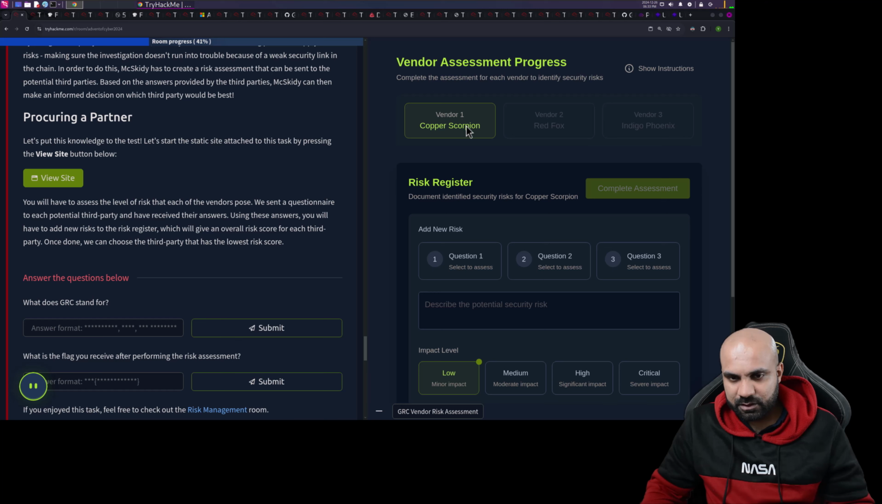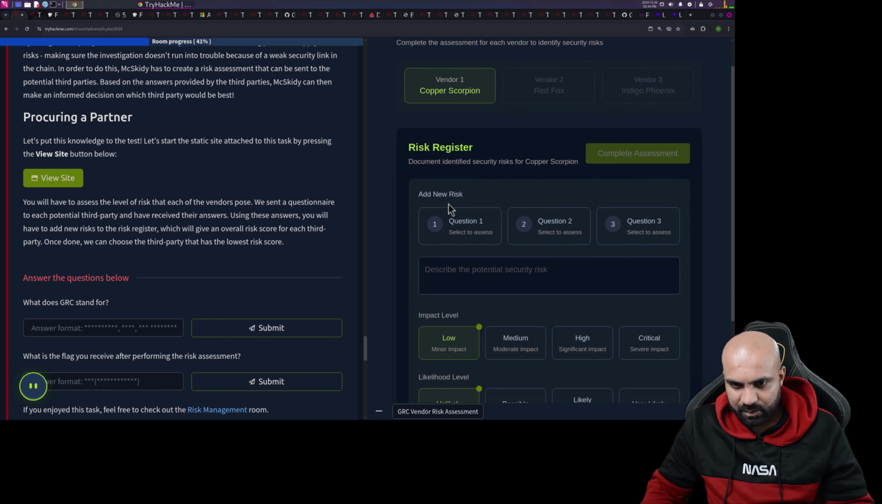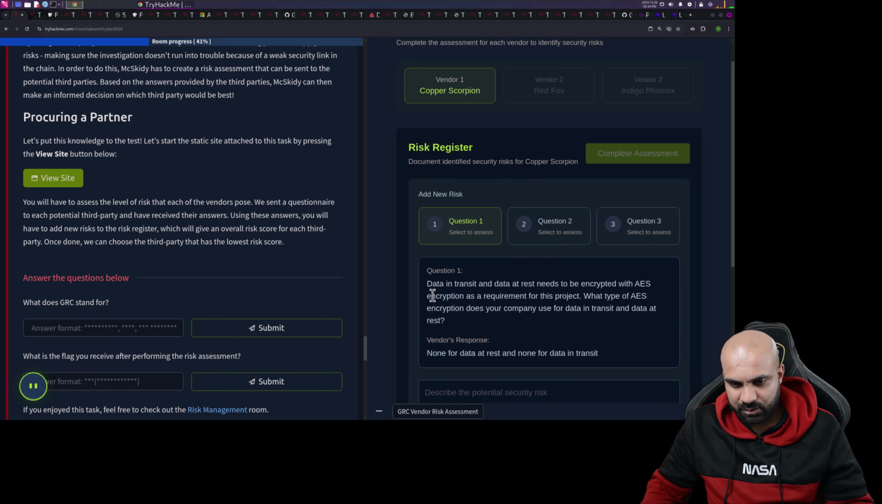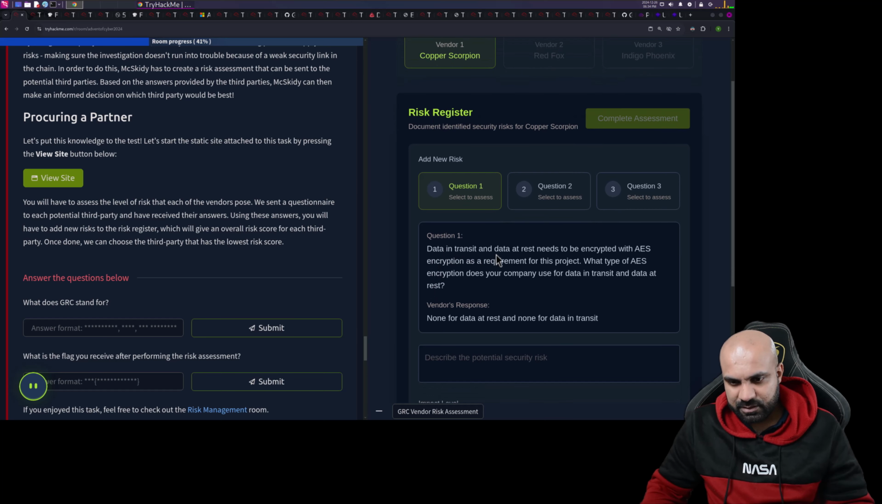Okay, so this is vendor 1. Document identified security risk for Copper. Add a new risk. Question 1, question 2, question 3. Okay, what is question 1? Data in transit and data at rest needs to be encrypted with AES encryption as a requirement for this project. What type of AES encryption does your company use for data in transit and data at rest?